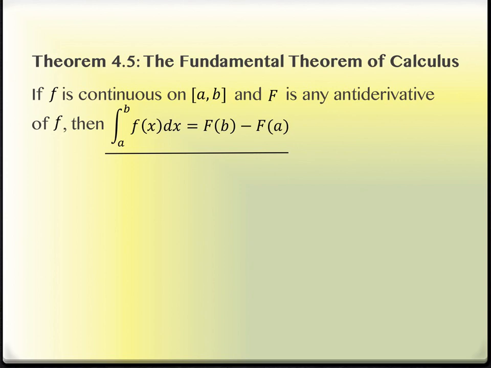If f is continuous on [a, b] and capital F is any antiderivative of f, then the definite integral from a to b of f of x dx is the antiderivative, capital F of x, evaluated at b, minus that antiderivative evaluated at a.